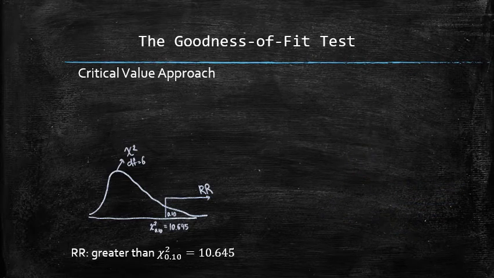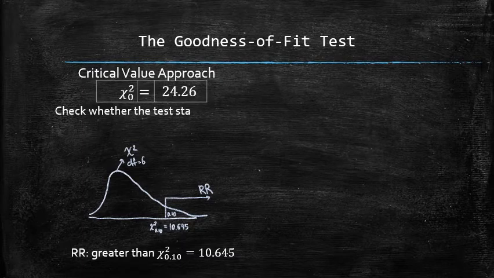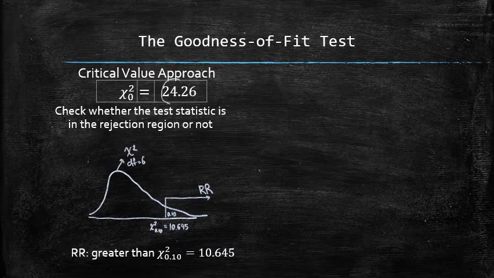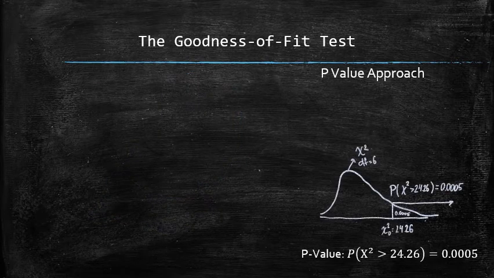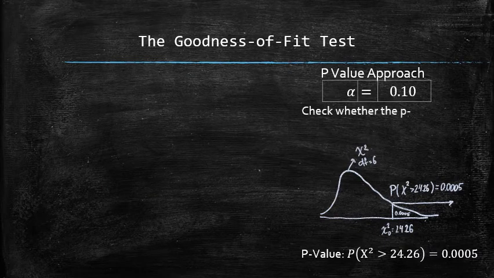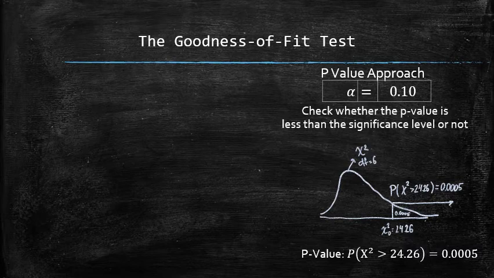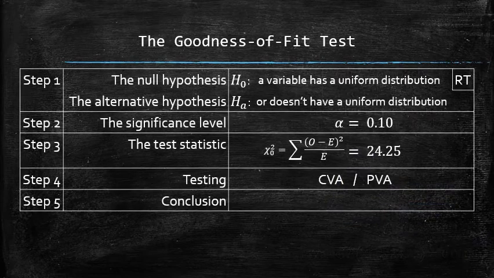In the critical value approach, we must check whether the test statistic is in the rejection region or not. Our test statistic is 24.26, and it is to the right of the critical value 10.645. Thus, it is in the rejection region. In the p-value approach, we must check whether the p-value is less than the significance level alpha. Our p-value is effectively 0, and it is less than alpha. Both tests suggest that we do reject the null hypothesis in favor of the alternative.